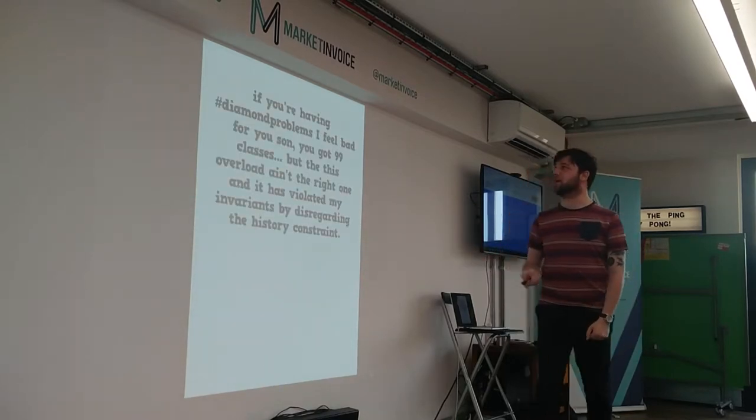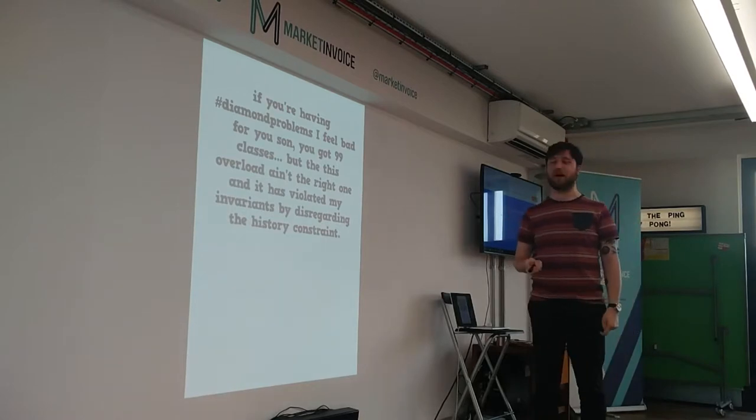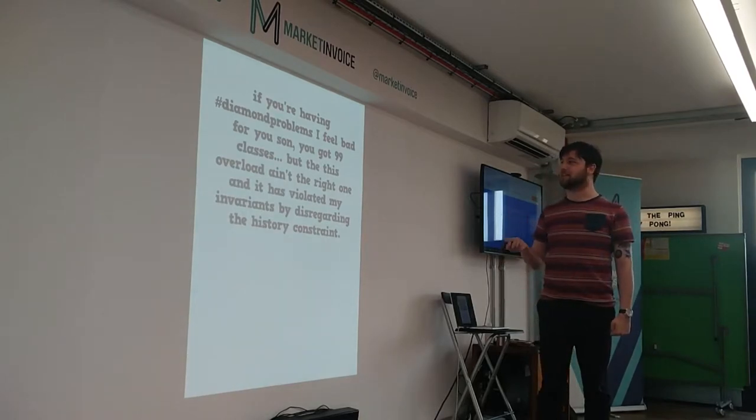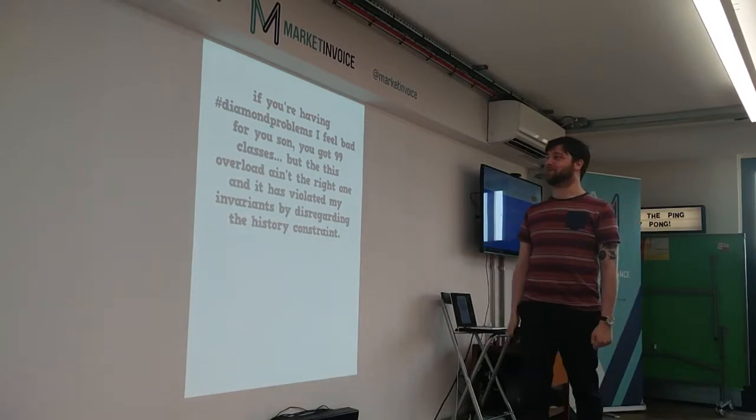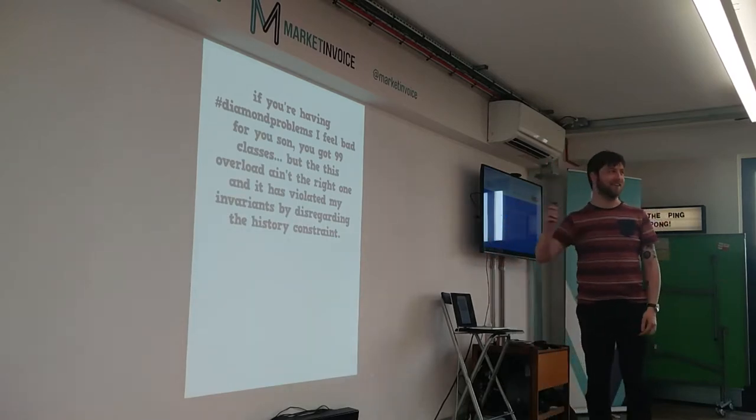So this is my quote: if you're having diamond problems, I feel bad for you, son. You've got 99 classes, but this overload isn't the right one, and it violated my invariants. Disregard of the history constraint. That's for me, that's for you.